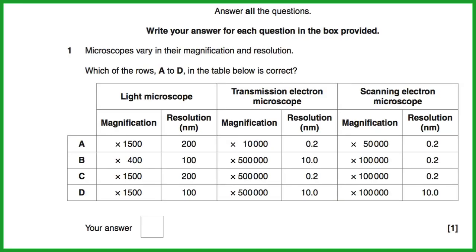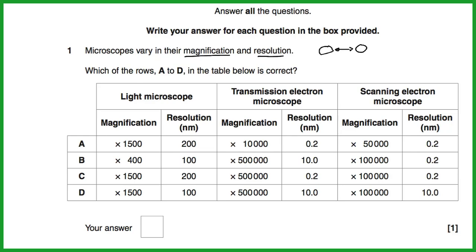So the paper begins with 20 multiple choice questions. Microscopes vary in their magnification and resolution. So magnification is the number of times bigger that the image is than the object, and resolution is about clarity. It's the ability to perceive two things as being two things rather than one thing. So resolution is the minimum distance apart that two objects need to be for you to perceive them as two objects rather than one.